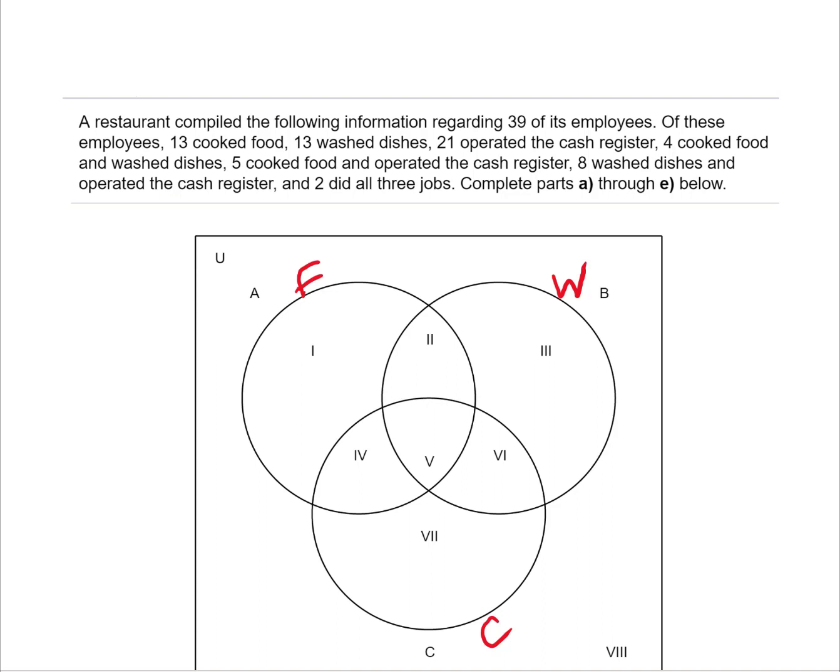So again, when we start filling in a Venn diagram, we always go into the innermost intersection, and that's going to be region 5, and we notice it tells us that 2 did all 3. So a 2 is going to go into the center right there. Now let's go ahead and work our way out.